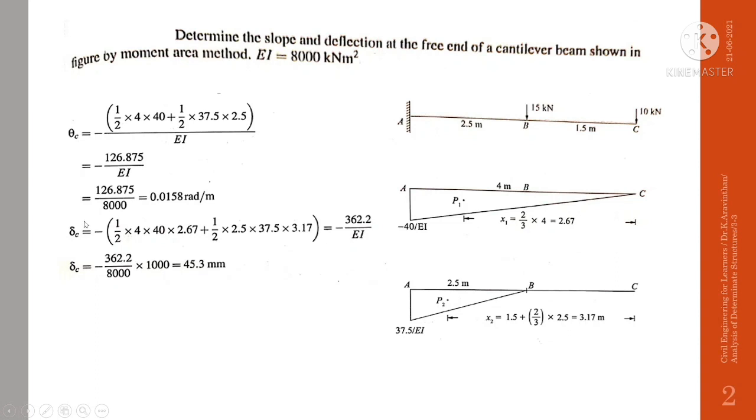Next, if you need the deflection, you have to multiply each area into its centroid. The first area we already found, and the distance will be 2.67, plus the second area, half BH, into 3.17, which will give you the deflection. So it is minus 362.2 by EI. If you substitute 8000, you will get 45.3. To get it in mm, you have to multiply the value by 1000. So the final deflection at point C is 45.3 mm.